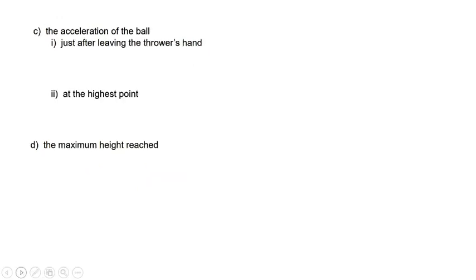All right, now we need to say the acceleration of the ball just after leaving the thrower's hand. So think about that. What is the acceleration of the ball just after leaving the thrower's hand? Okay, the answer is always 9.81. Okay, the only thing acting on it once it's left the thrower's hand is gravity. So the acceleration it's experiencing is just acceleration due to gravity. So what about the acceleration at the highest point? Exact same. Still, the only thing acting on it is gravity.